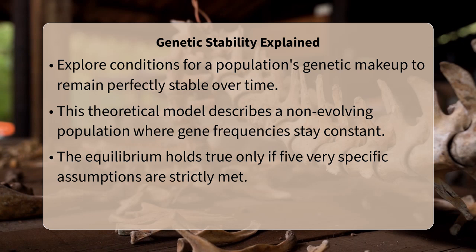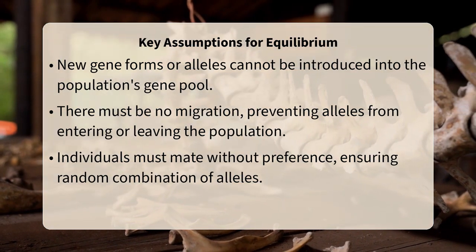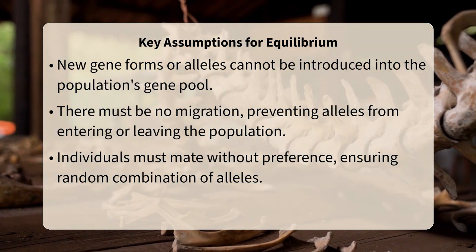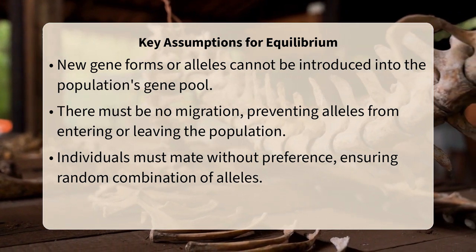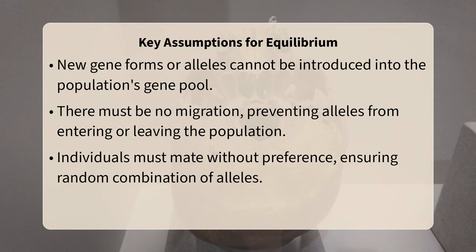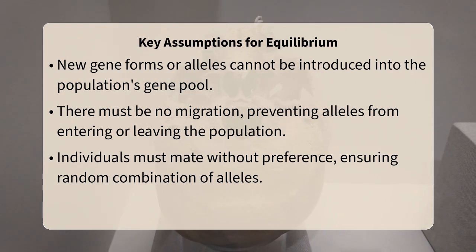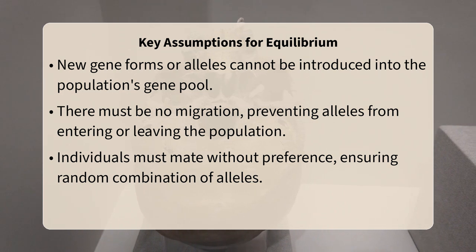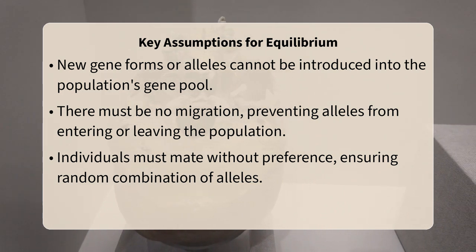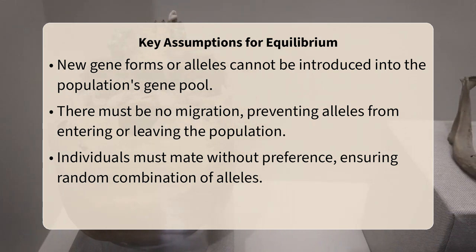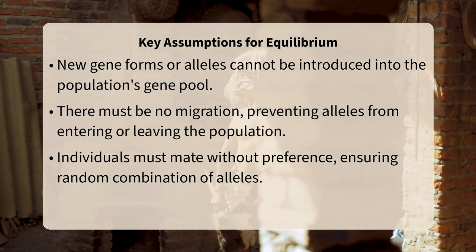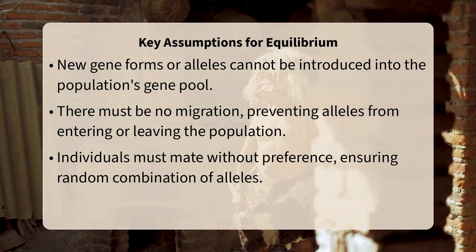These assumptions are vital because each one represents a force that can cause evolution. For the equilibrium to hold, there must be no new mutations introducing different gene forms into the population. There also needs to be absolutely no gene flow, meaning no migration of individuals into or out of the population, which would otherwise bring in or remove alleles. Mating must be completely random. Individuals cannot show any preference for specific traits or partners.